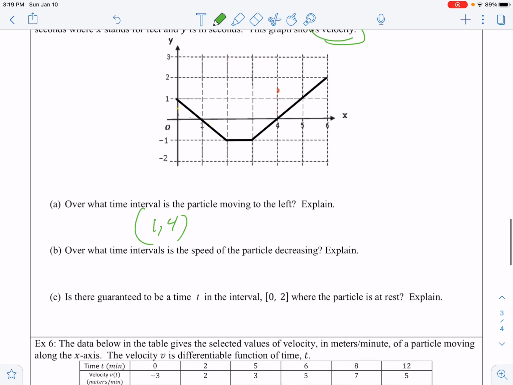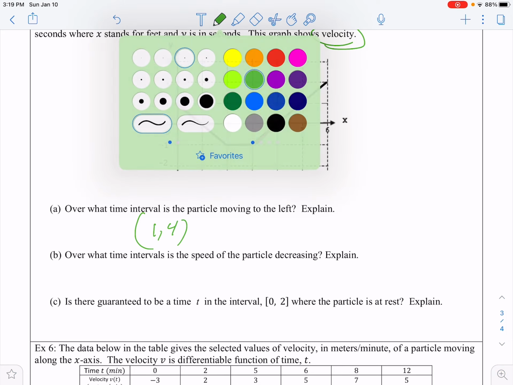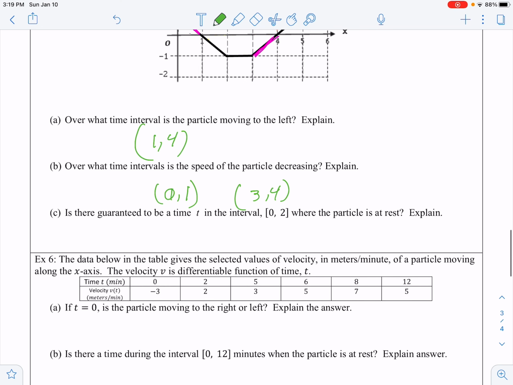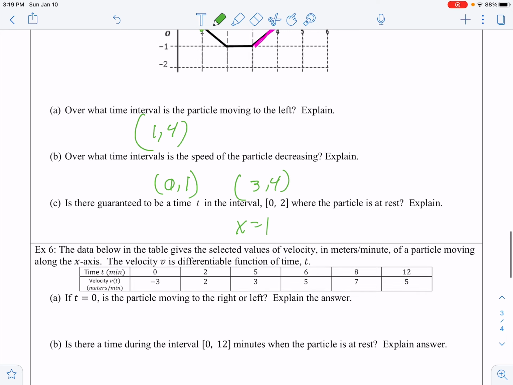When is the speed decreasing? They have to be opposite. So you got positive with negative slope and negative with positive slope. So 0 to 1, and 3 to 4. Is there a guaranteed time when the particle's at rest? Yes, when velocity is 0, so at t equals 1.